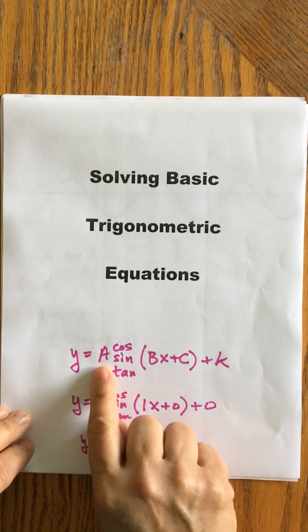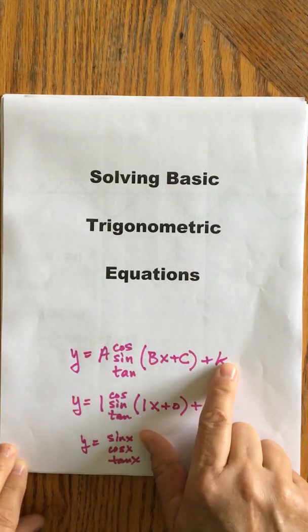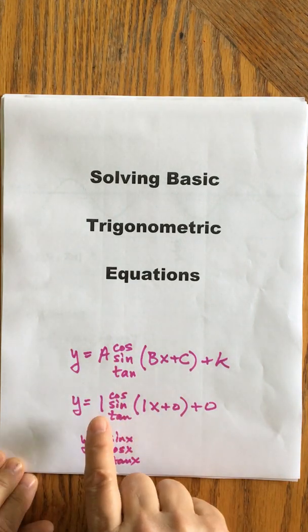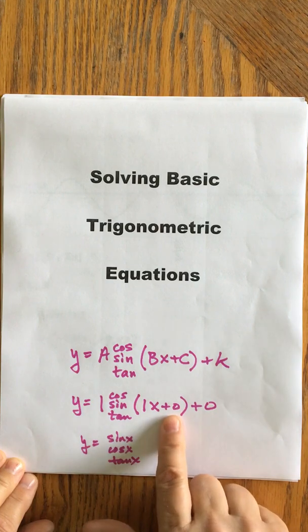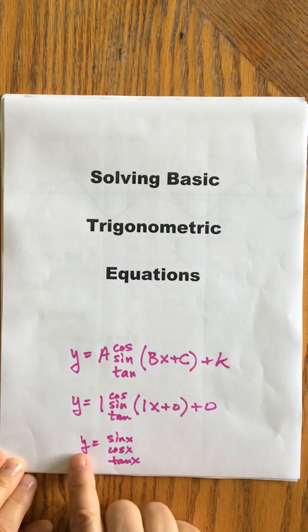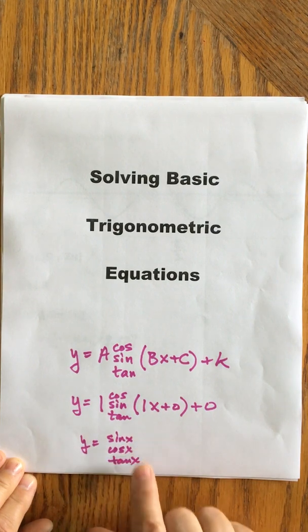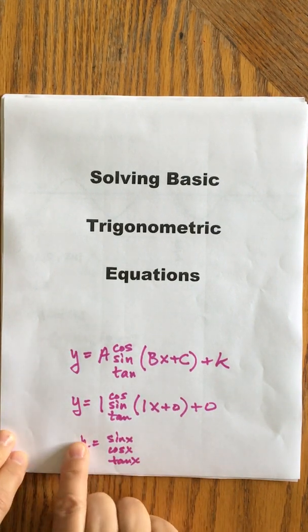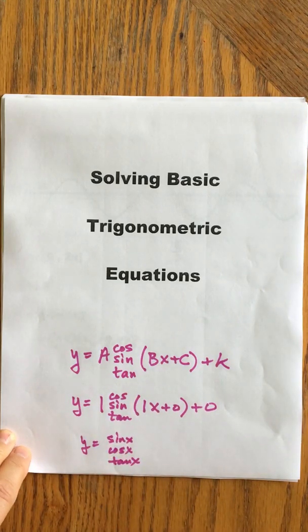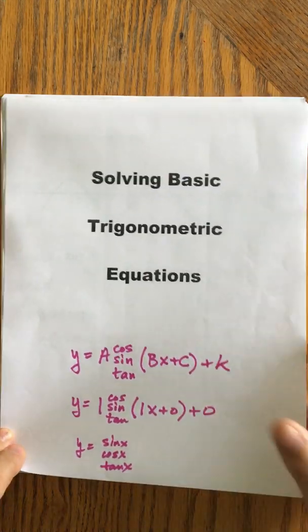So you have coefficients a, b, c, and k, and if I purposely look at just the ones where a is 1, b is 1, c is 0, and k is 0, that's as easy as you can get, as basic as you can get. So you'll basically just have y equals sine x, cosine x, or tangent x, and then there's a number filled in for y, and you're solving for the angle x for which that's true. Okay, that's what we're looking at.